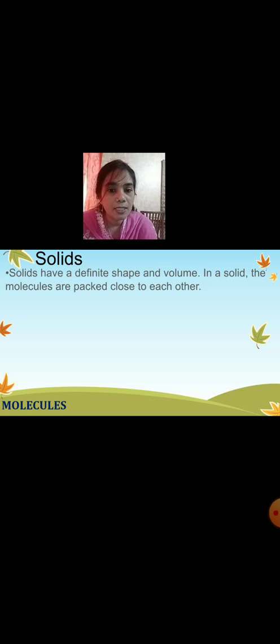Now let's see the states of matter. As I said, there are three states of matter: solids, liquids, and gases. So what are called solids? I showed you the example also.